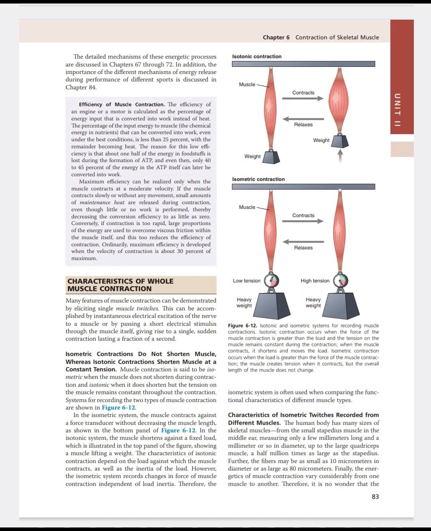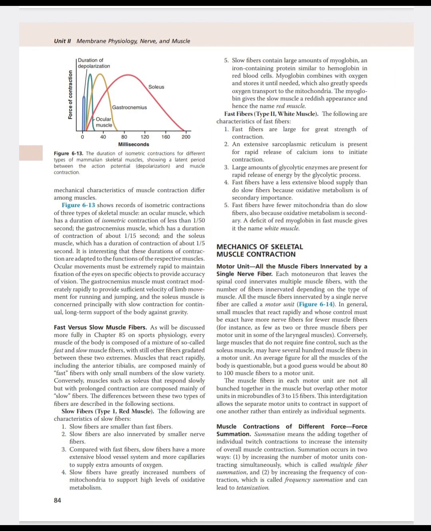All right, 4, and mark this heading, the fast versus slow muscle fibers, and highlight these lines. The slow fibers are the type 1 red muscle, and the characteristic of slow fibers are smaller, and they're also innervated by smaller nerve fibers.